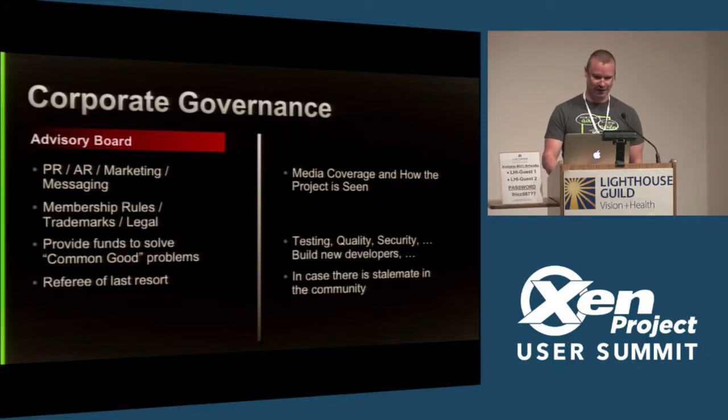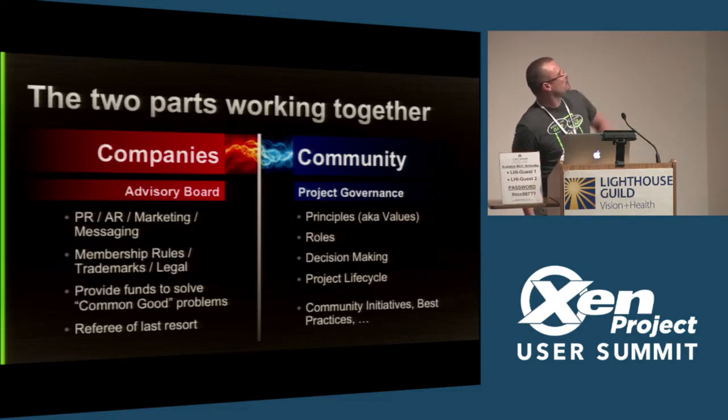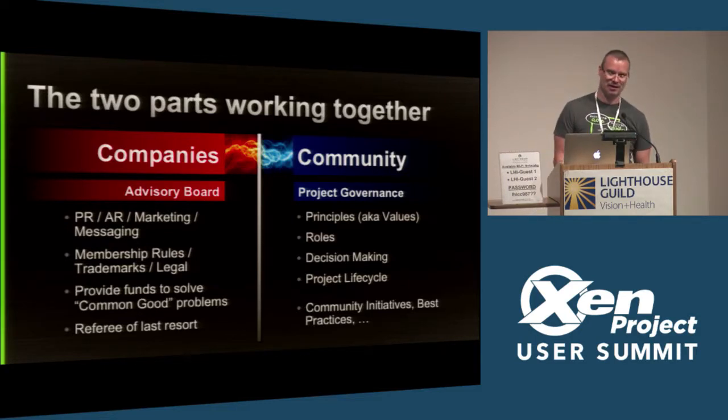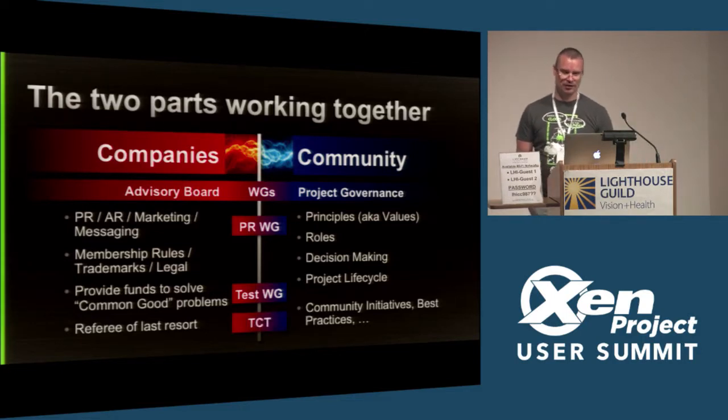Okay, so how do the 2 parts come together? Well, companies and communities tend to not always work very well together, right? Because they have different goals. So we built these things called working groups, where we have members of the community as well as members from the companies working together. So we have a working group for testing. We have one for PR. We also have a thing called the technical coordination team.